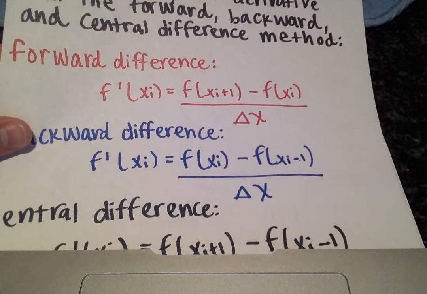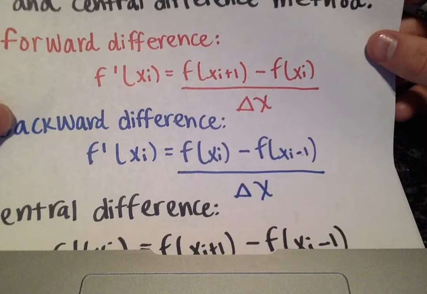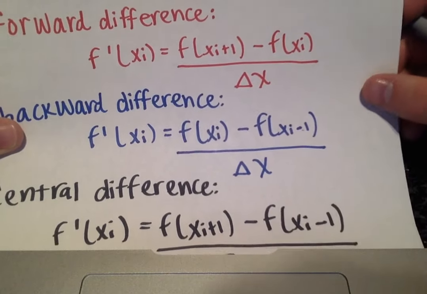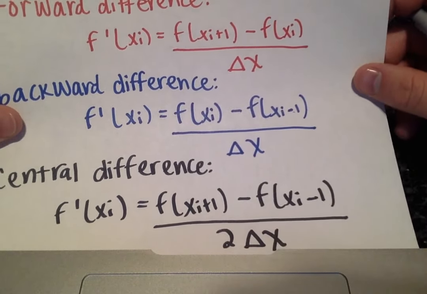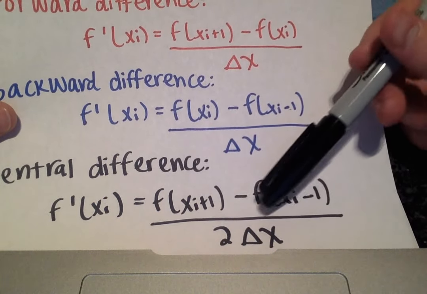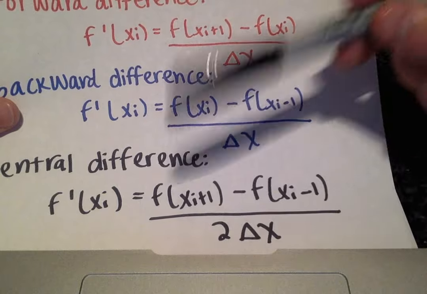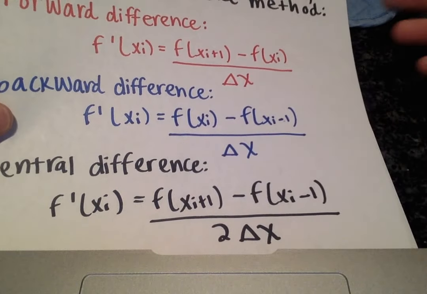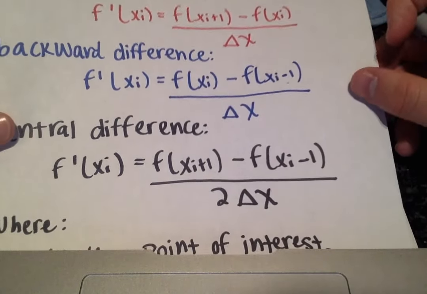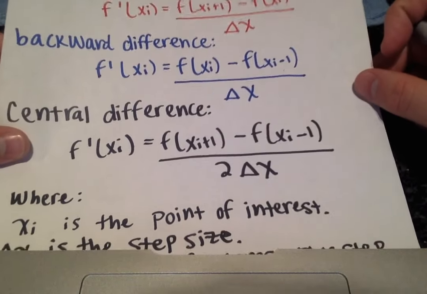And the central difference method is kind of an average of these two methods, both the forward and the backward difference method. What this does is it takes a point ahead of your point of interest and a point behind your point of interest and divides that by two times the step size to get your derivative approximation.